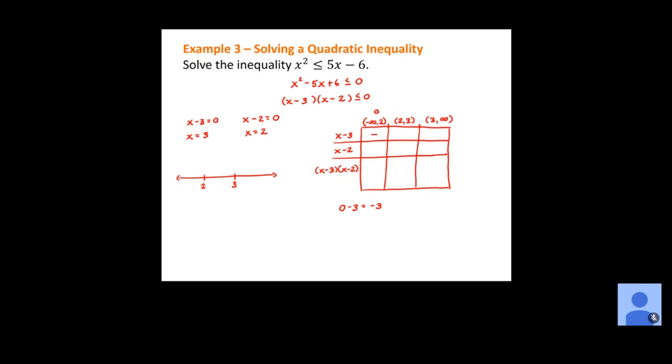Now I'm going to do the same thing with the x minus 2. So we're going to do 0 minus 2. That comes out as a negative 2. Again, all we care about is whether it's negative or positive. That's a negative value.